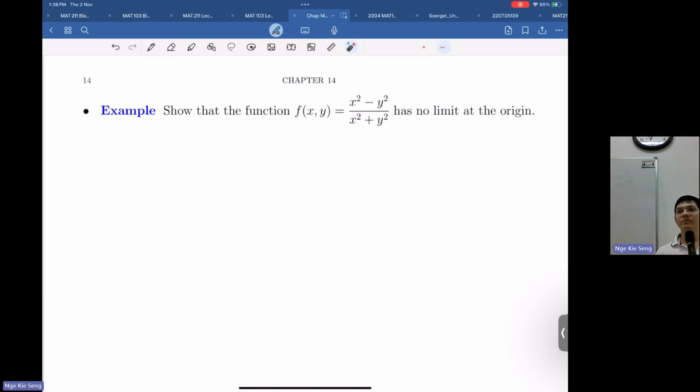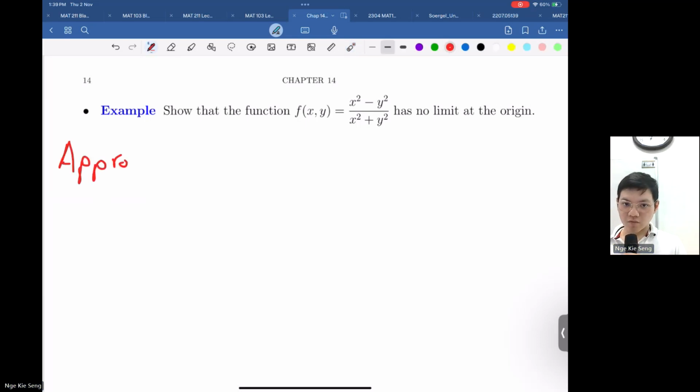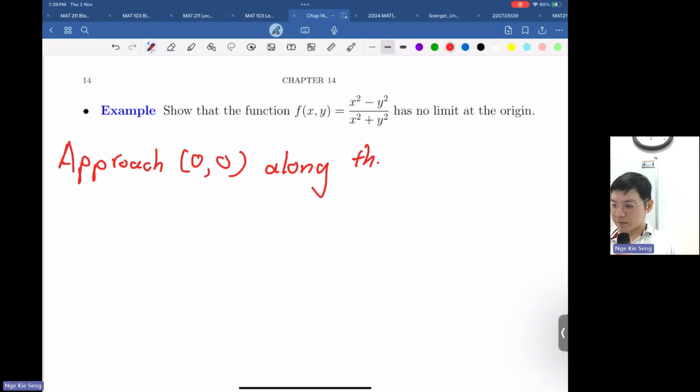Two easy curves in R2 are like the x-axis and the y-axis. Why are they easy? Because what is the x-axis? The x-axis is y equals 0, and the y-axis is x equals 0. We can look at these two paths here. So let's approach (0,0) along the x-axis first.